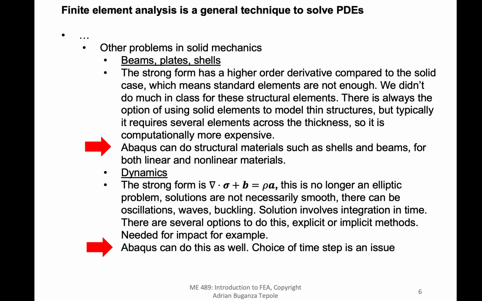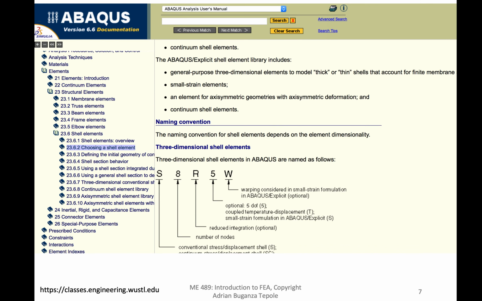There are basically two options to do this, either explicit or implicit methods. This is needed for impact, for example. Again, we won't talk about this, but Abacus can do this as well. So you just need to look for a little bit more information before you do this, but just keep it in mind. This is just one screenshot from the Abacus documentation.